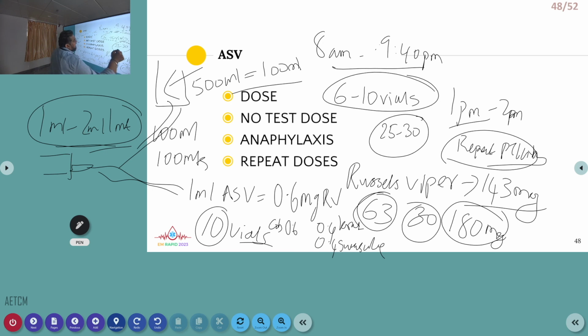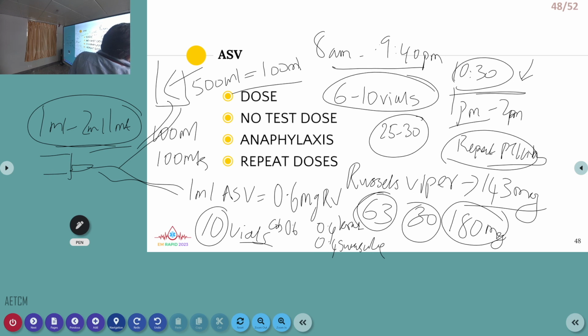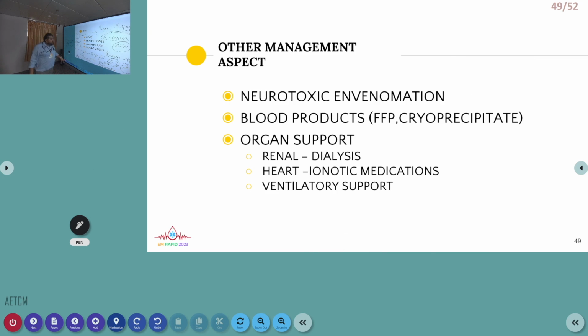Suppose by 10:30 itself, the patient still has neurological manifestations. Do not wait. You give a further dose of anti-snake venom right there. But if the patient doesn't have any of this, you can wait till 1 to 2 p.m. and repeat the PT/INR and see what is happening. So that is just the timeline that I have given to you.